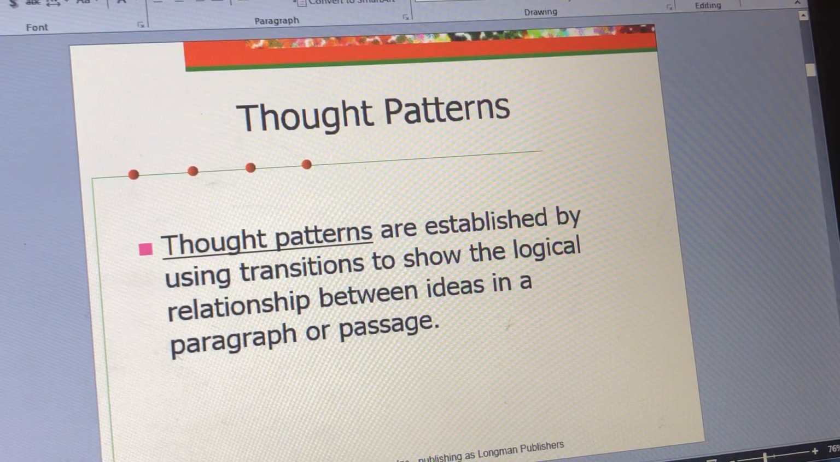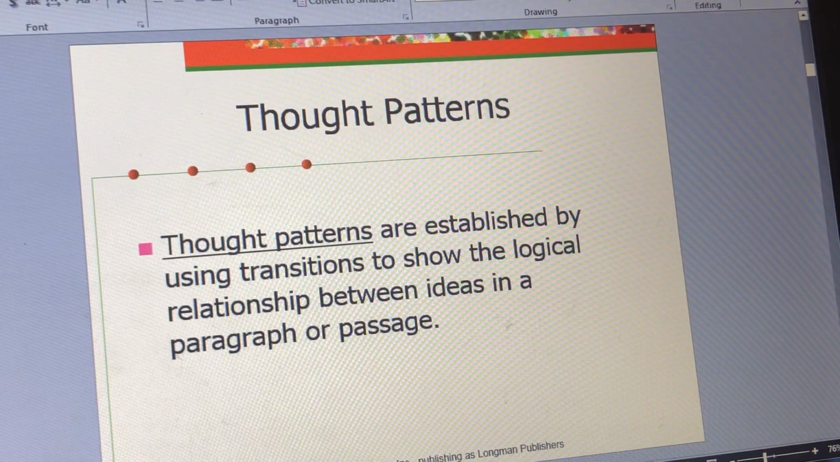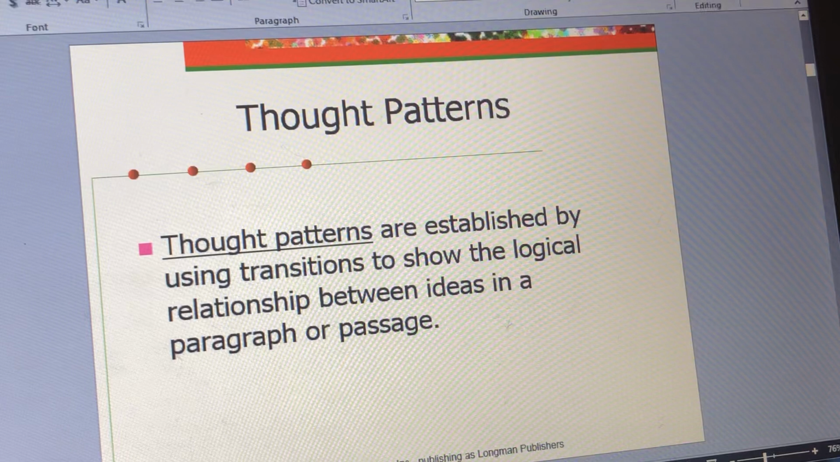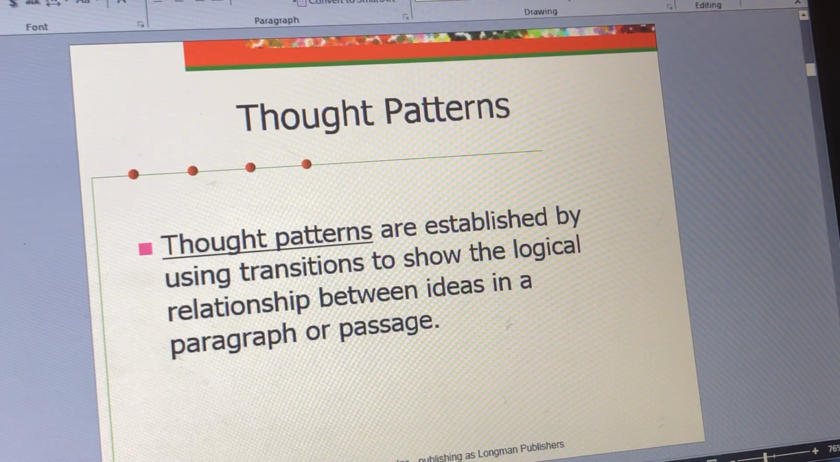Okay, all right, something more new is thought patterns. They're established by using transitions to show a logical relationship between ideas in a paragraph or passage. What this means for you as a reader is that if you identify what transitions are being used, you can identify the type of information that's being provided to you. That helps you predict what's going to come next. If you're reading a textbook, it can help you outline so that you can jot down things as you go along and know the relationship between pieces of information.